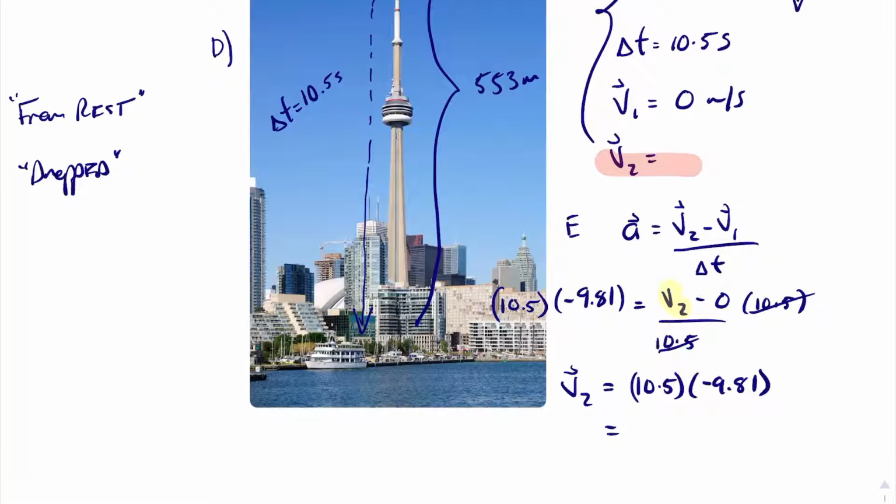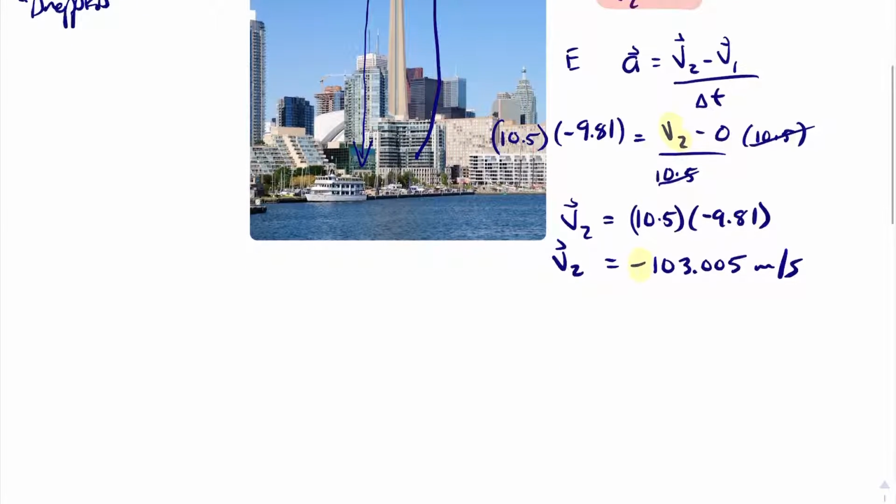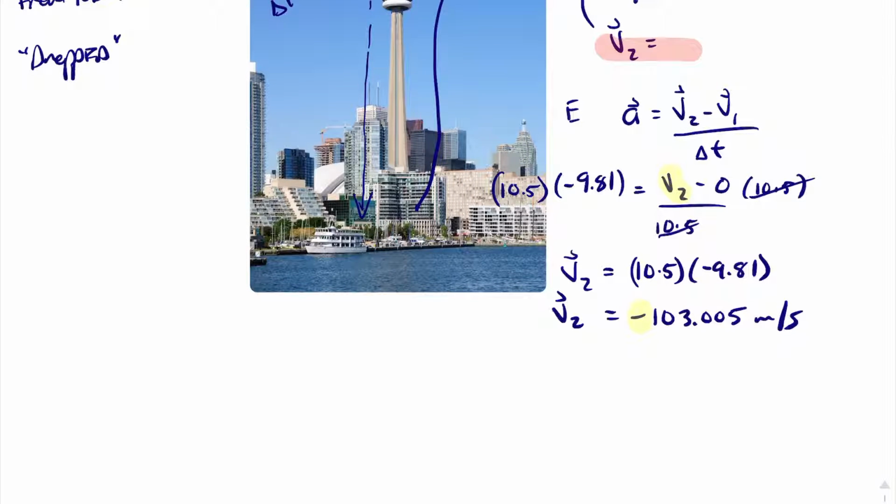All right, so it looks like it's going to be about 90, but I'm going to use my calculator here. So 10.5 times negative 9.81 is negative 103.005 meters per second. Okay, so first thing, and you got to pay attention to this, the negative sign means that it is heading downwards. The velocity is in a downwards direction, so that agrees, and that's why we include the negative sign in the acceleration.